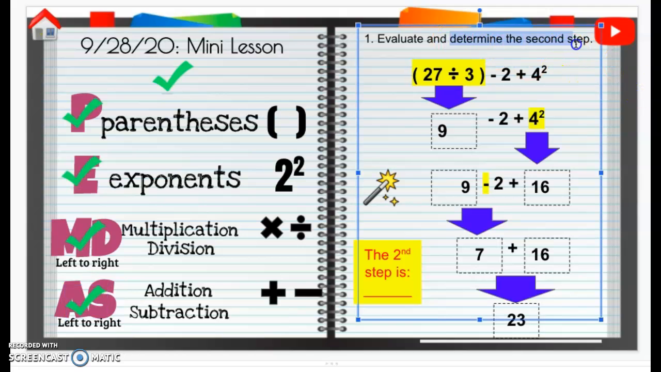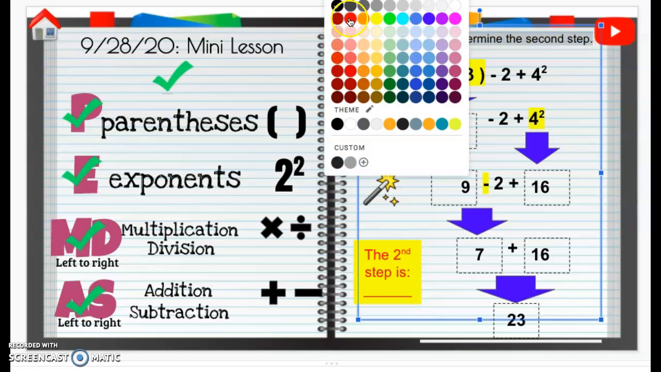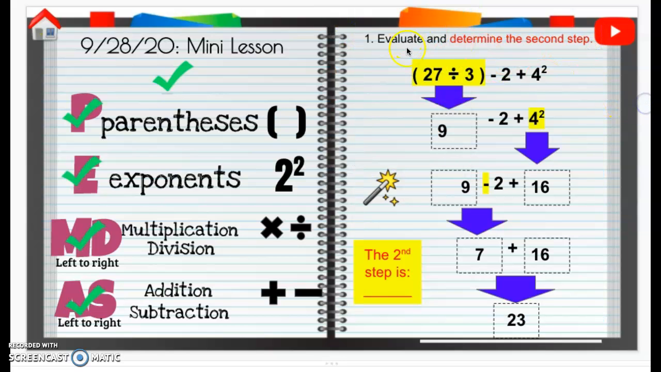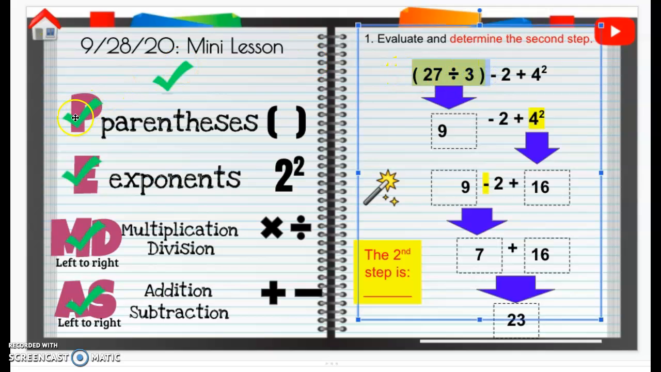So what we're going to do is take a look here. I'm going to put this in red. We need to determine that second step. So what was our first step? Oh yeah, here was our first step. We did our parentheses. Then we brought everything else down. Our second step is going to be this 4 squared, that exponent.